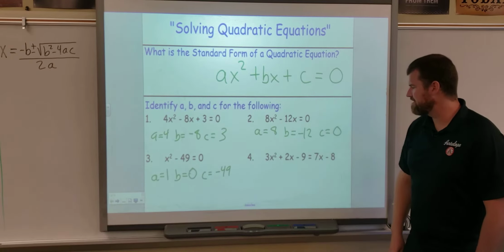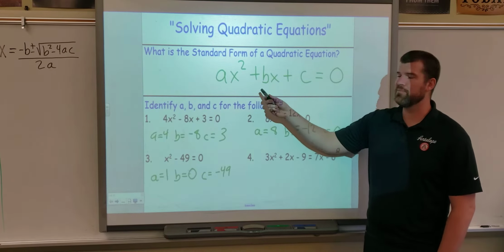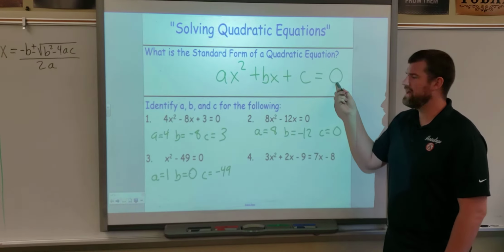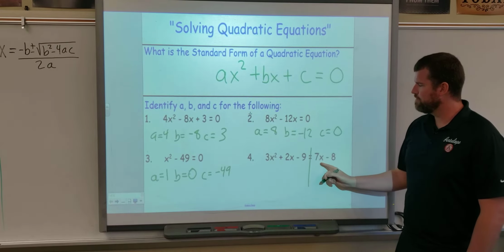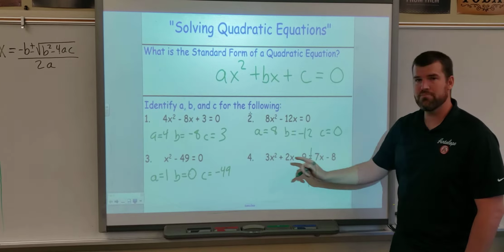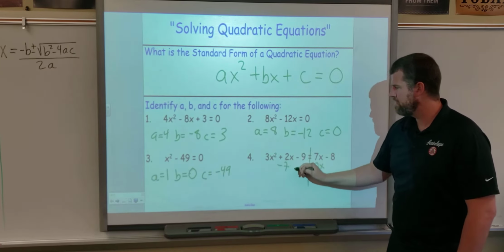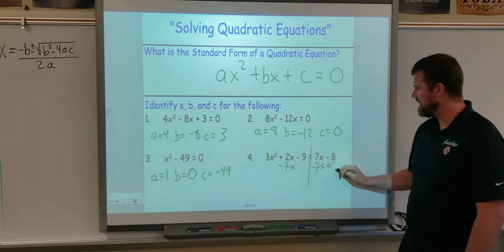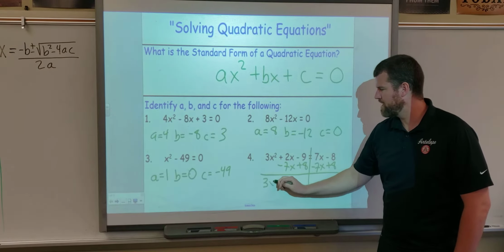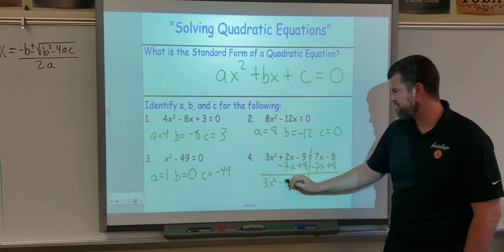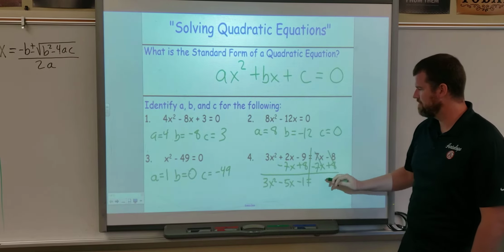And then finally, on this last example, we have to be careful because in order to identify our a, b, and c, we need the problem in standard form, which the problem has to equal 0. But this clearly does not equal 0. So we need to move the 7x and the negative 8 back to the other side. So we're going to subtract 7x. And then to move the negative 8, we will add 8. And so our new equation becomes 3x squared minus 5x minus 1 equals 0.